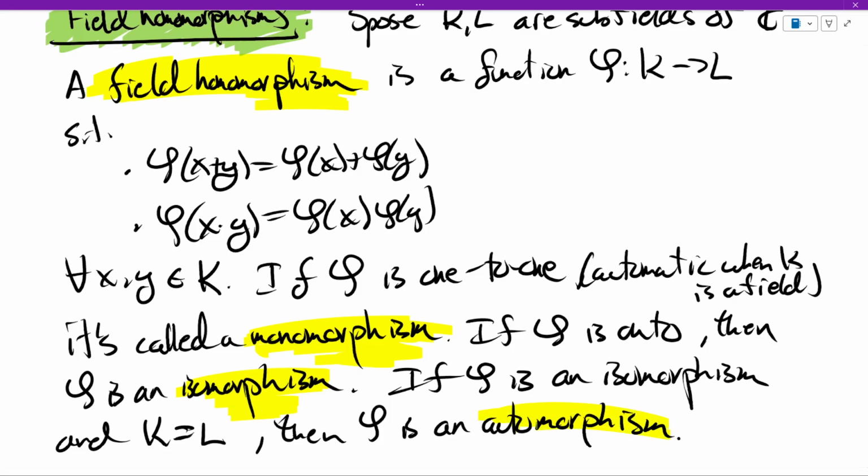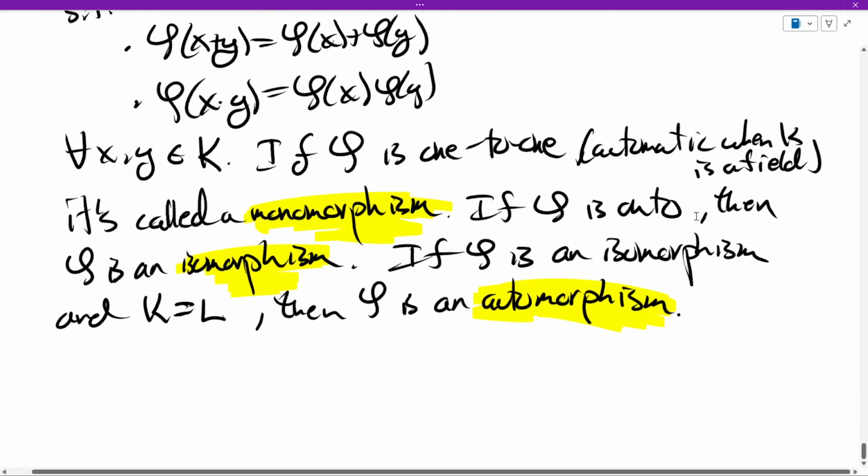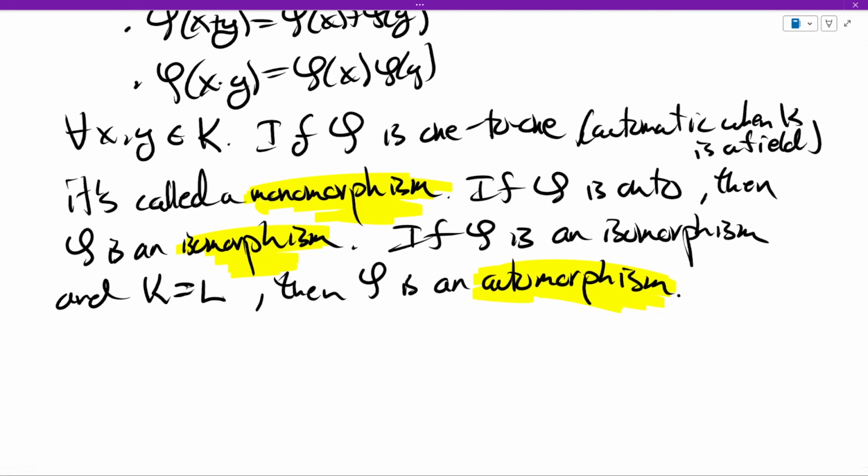Okay, again, all field homomorphisms are automatically monomorphisms. It means the same thing. If you're also onto, you're an isomorphism. And if the domain and codomain are the same thing, so you're mapping to yourself, and you're an isomorphism, you're called an automorphism. All right, let's do a quick proof.